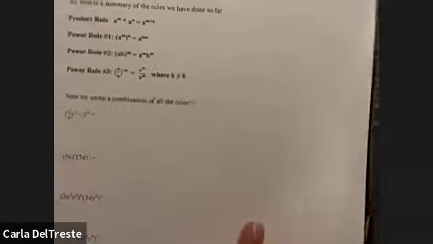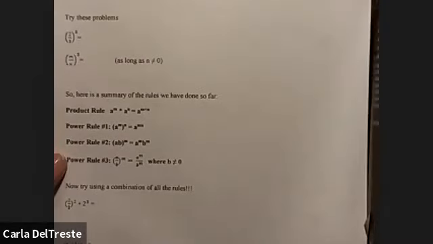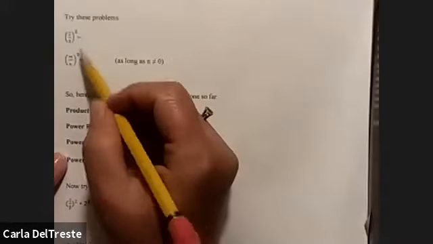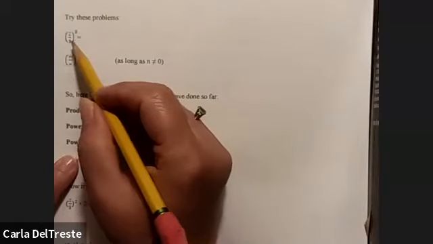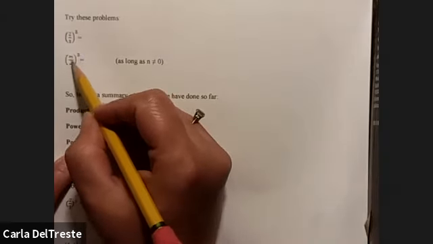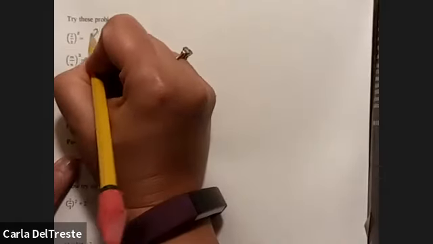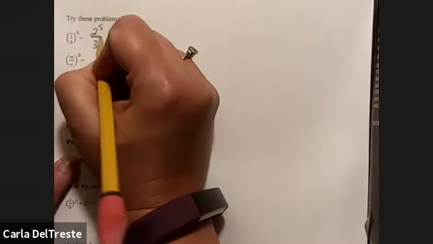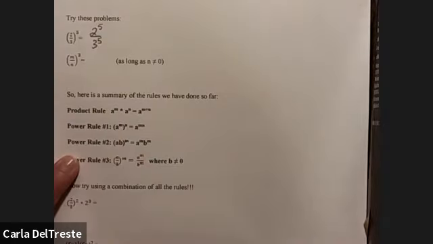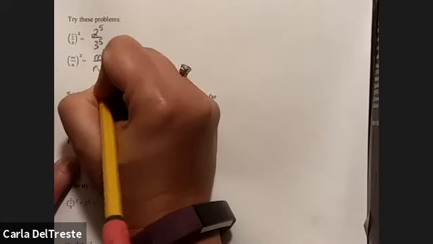Now, pause the video for a second. I recommend that you do that, and try the top two on the next page. Okay, so we have 2/3 raised to the 5th power, and we have m over n raised to the 3rd power. If I use the rule, this should be 2 to the 5th over 3 to the 5th. And if I use the rule, this should be m to the 3rd over n to the 3rd.